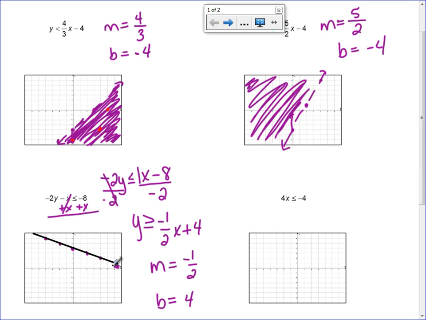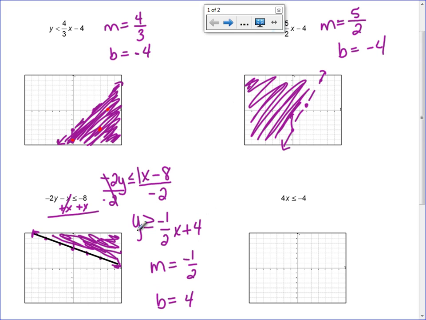Now we have to talk about which way we should shade. You have to look at the answer you got when you solved for y, not what you started with. After you solve for y, the symbol was now greater than or equal to, so I have to shade the greater than part. So again, I go to my y-intercept. Numbers greater than my y-intercept would be up here, so I have to shade everything up here. So all of this part is going to be part of my solution set.